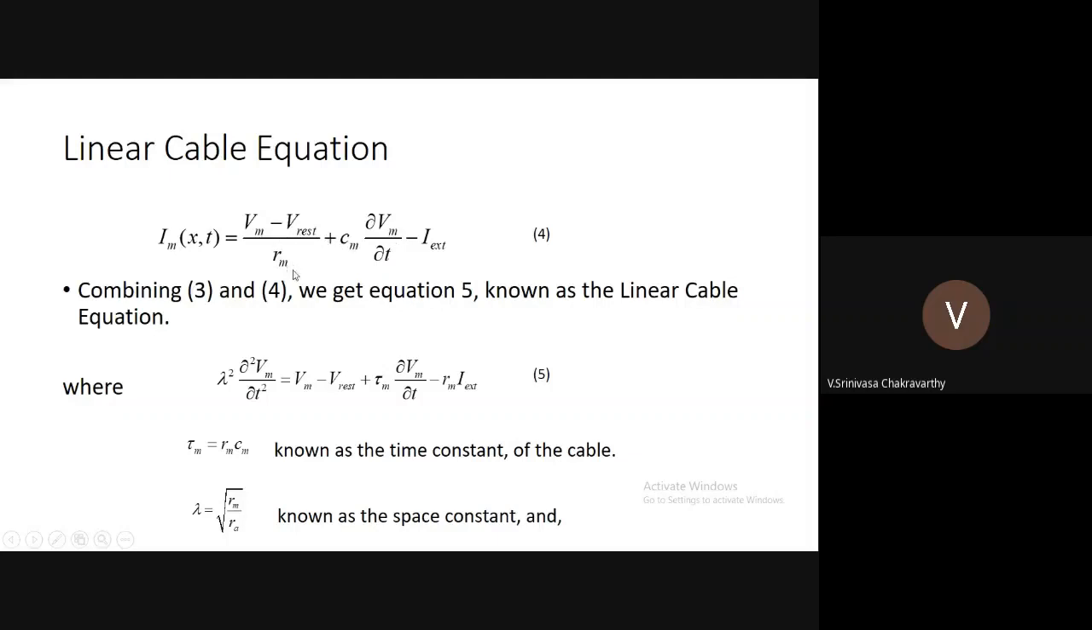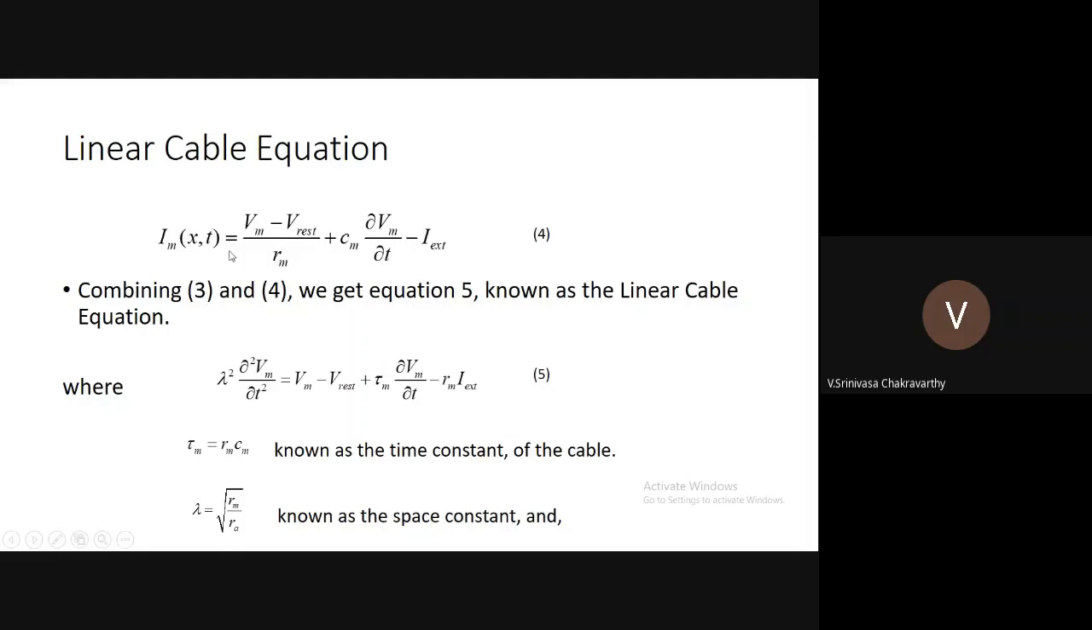Vm minus Vrest divided by Rm. Note that we are using that Vrest, the Nernst potential that we had in series with the conductance. We didn't drop it or ignore it. It is shown here. Vm is the membrane voltage, and Vrest is the resting potential of the membrane. So we have taken the difference divided by Rm.